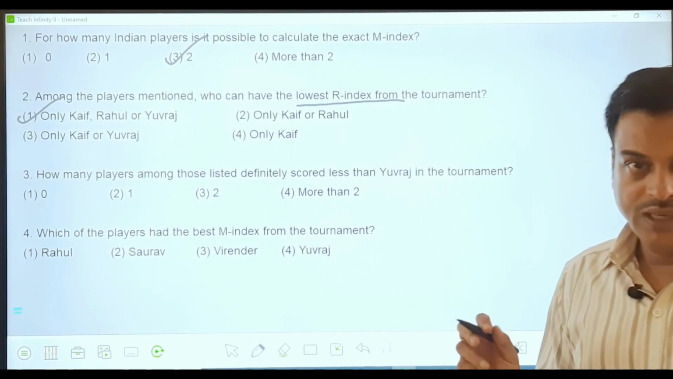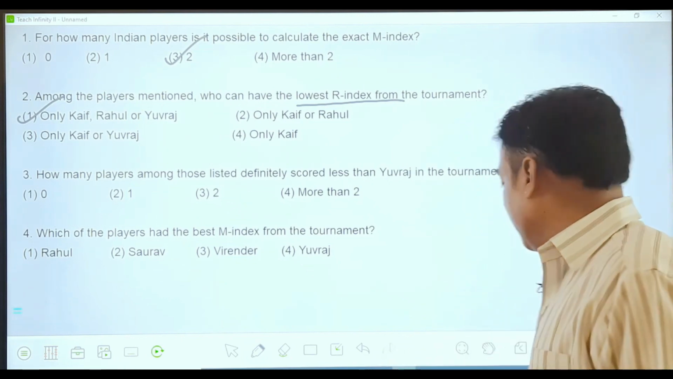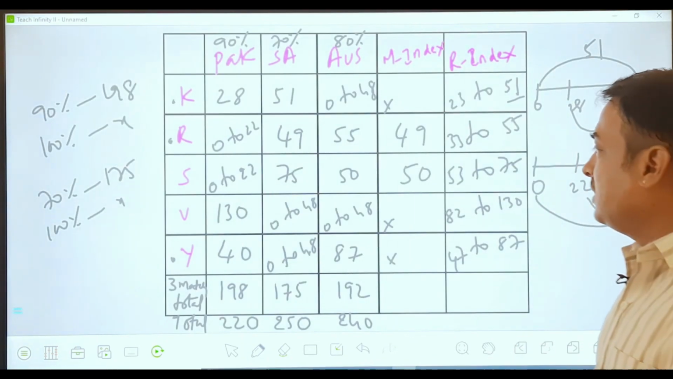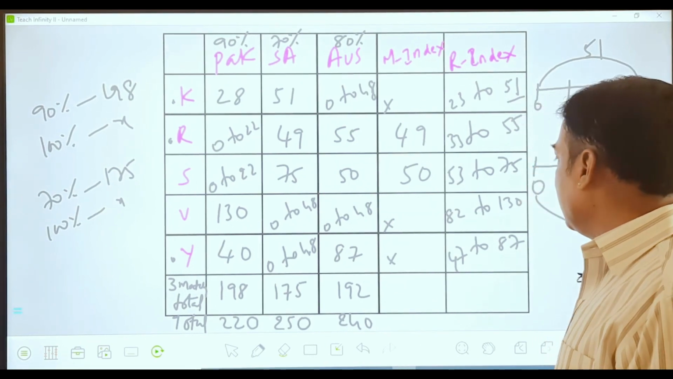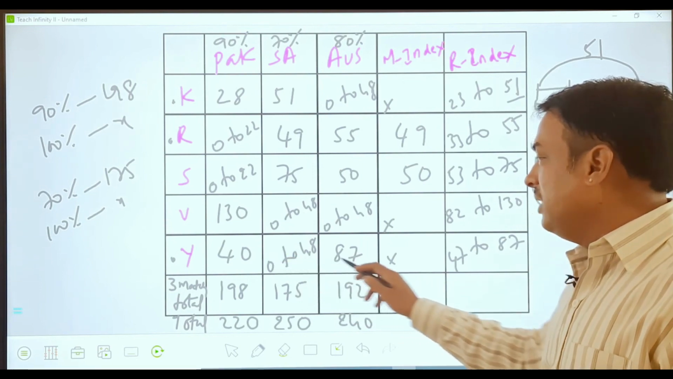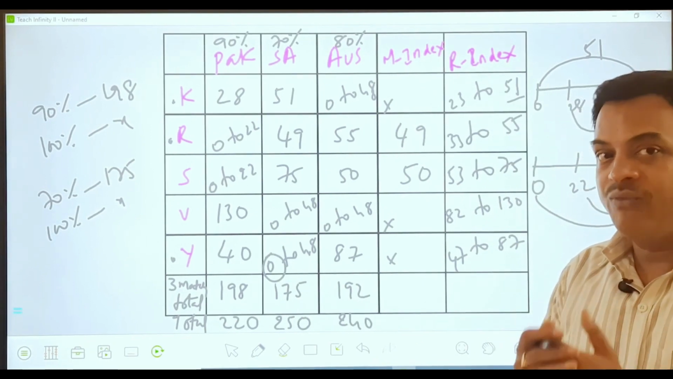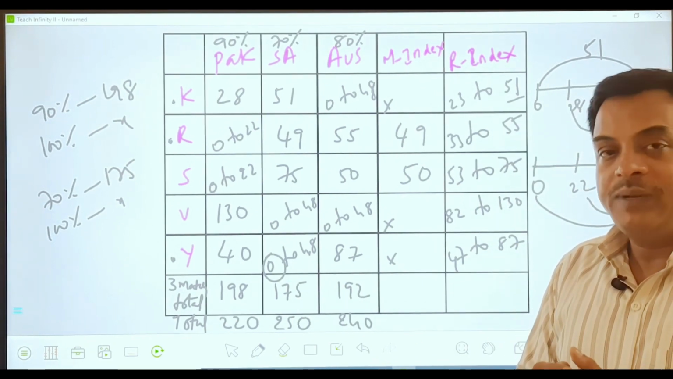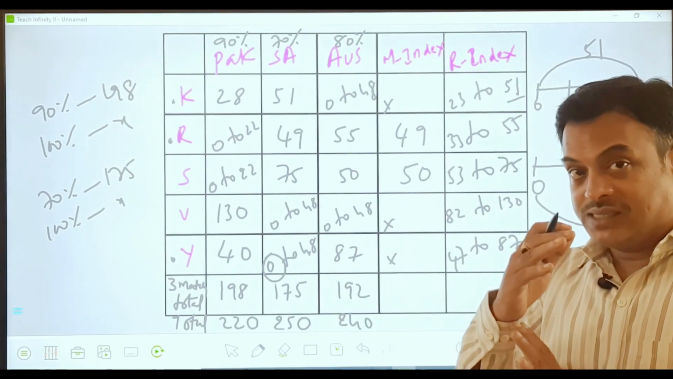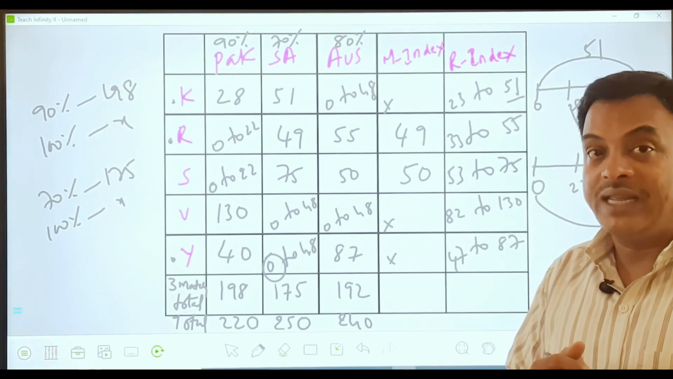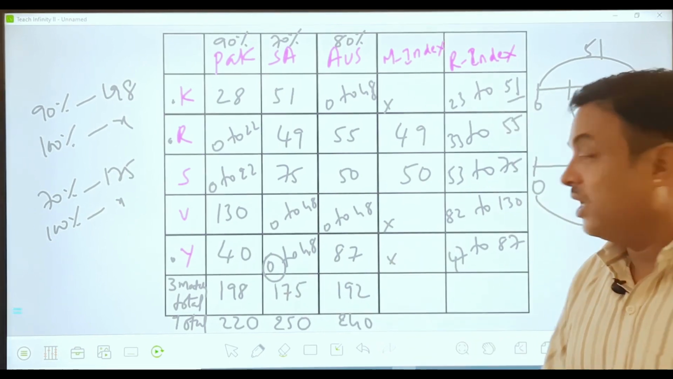Next one: how many players among the listed definitely scored less than Yuvraj in the tournament? So I need to know the total of Yuvraj in the tournament. Okay, so let us understand what is the total of Yuvraj. Add all these numbers, and consider Yuvraj is 0 over here. What is the minimum value of Yuvraj's total? Please understand why I am taking 0. I am trying to get the least total of Yuvraj, which is 127.